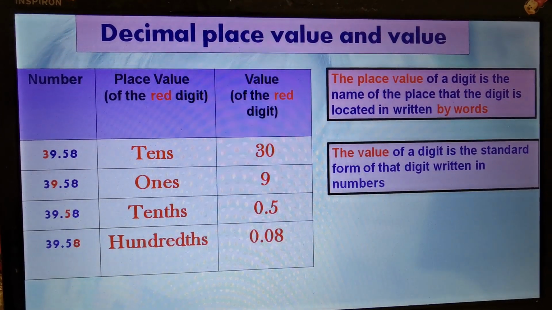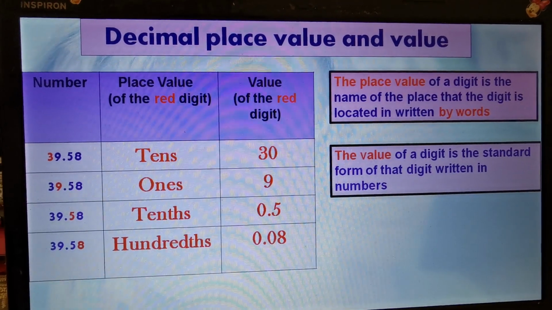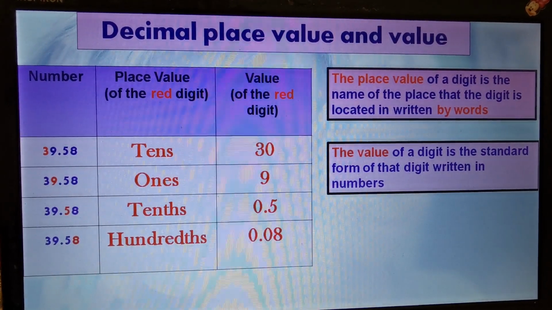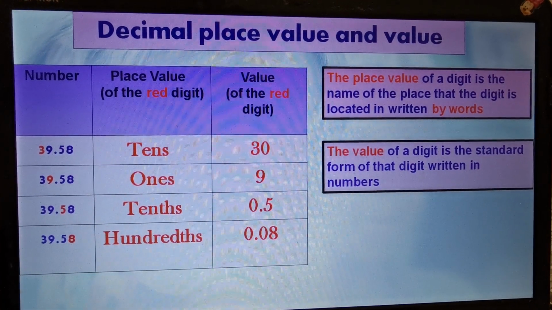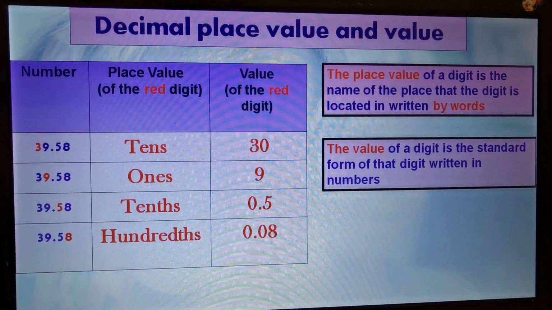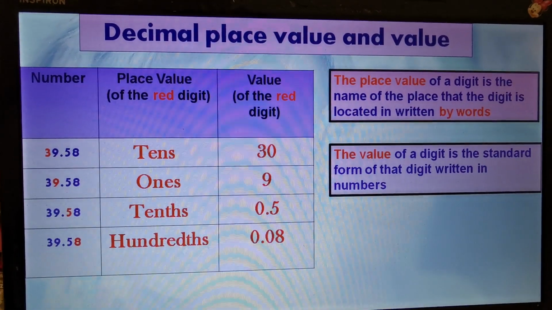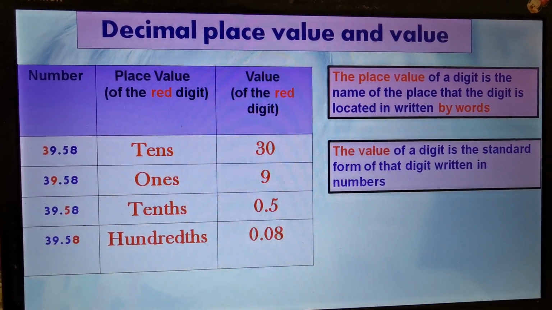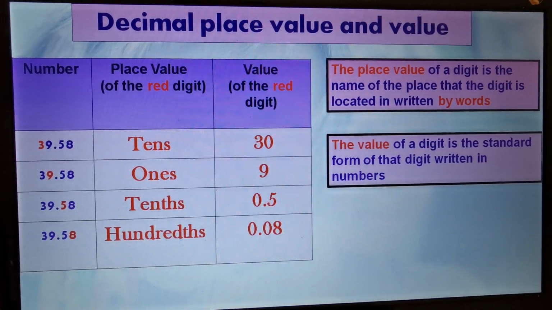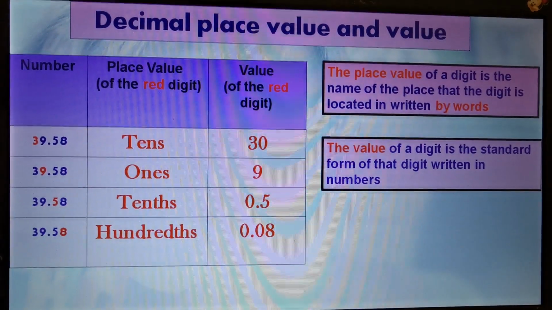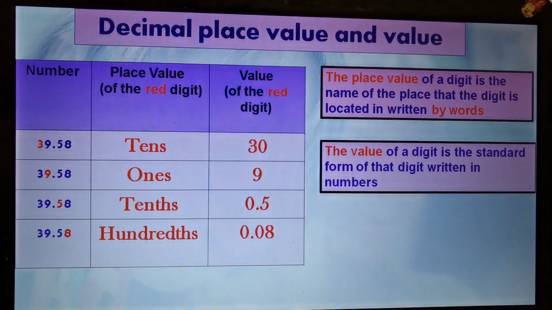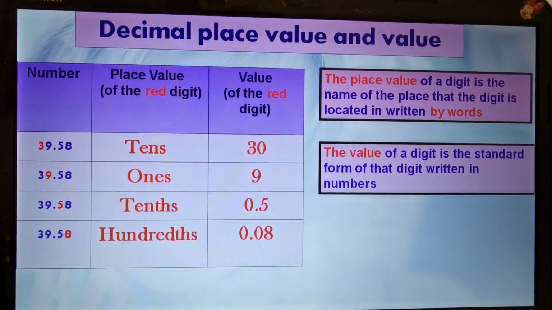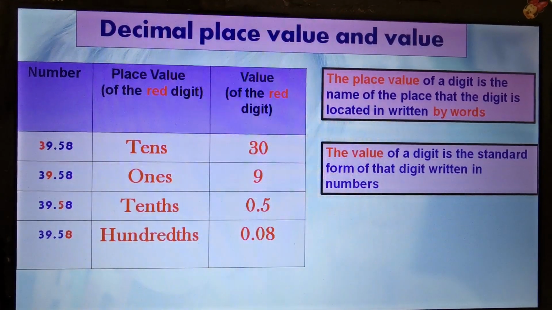Now, 39 and 58 hundredths. 5, the place value for 5 is tenths because it's to the right of the decimal point and it's a part of a whole, so it's tenths. The value, we write it as it is. Instead of the whole, we write 0, then we write 5. The last one, 8, the place value is hundredths. Now, instead of the whole number, we write 0, and instead of the 5, we write 0, then we write 8. So we read it 8 hundredths.